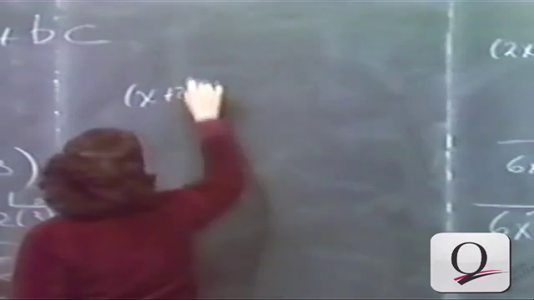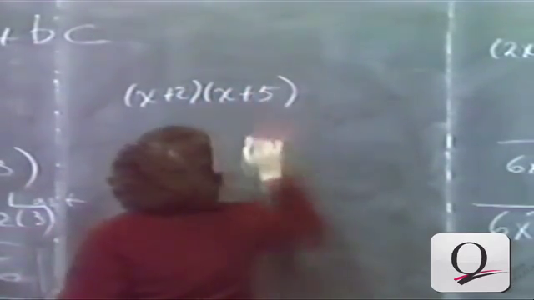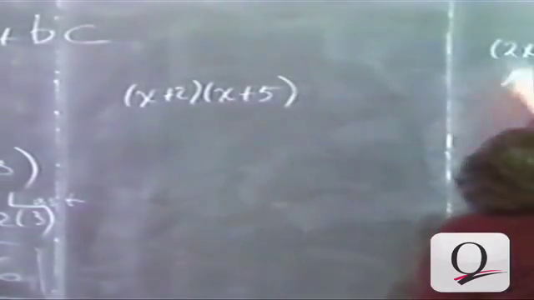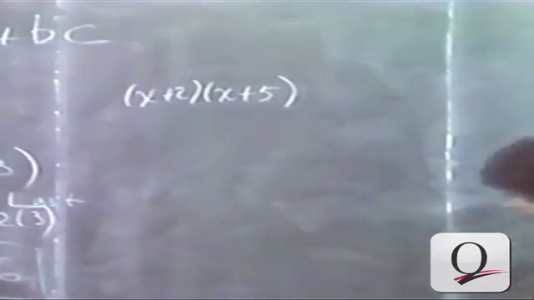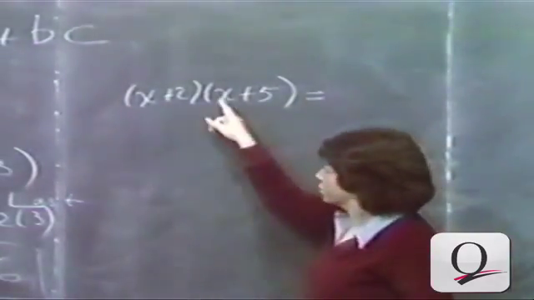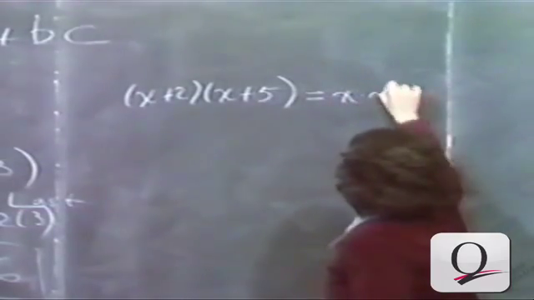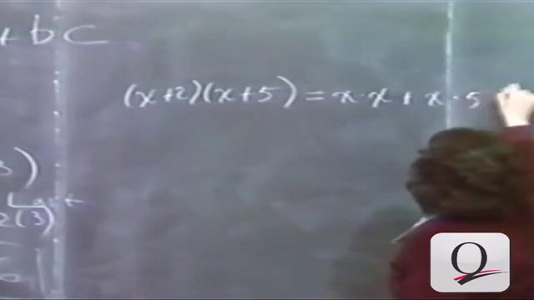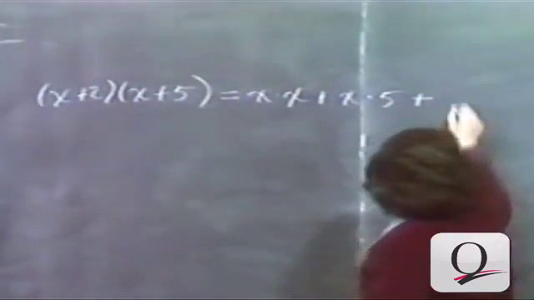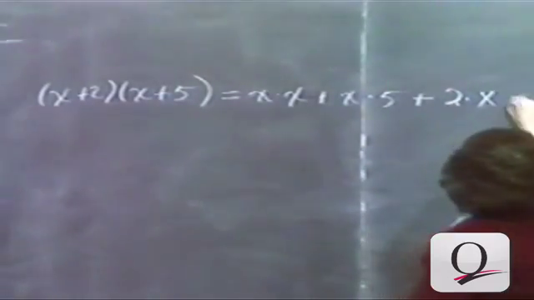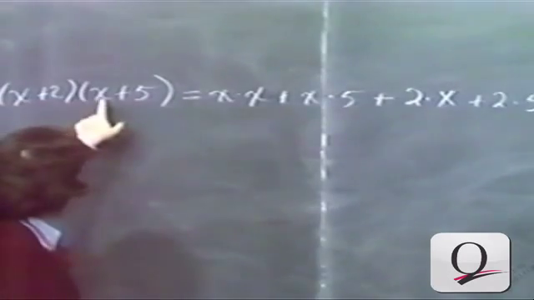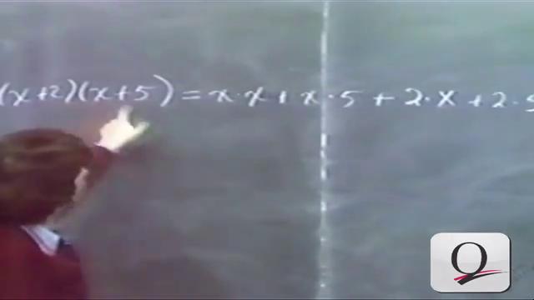x plus 2 times x plus 5. This is a binomial times a binomial. First, x times x, then the outer, x times 5, then the inner, 2 times x, and the last, 2 times 5. Of course, you won't really be writing down this step. We'd like to get you to the point where you can do this in your head. I just wanted to illustrate it the first time. First times first, outer, inner, last.